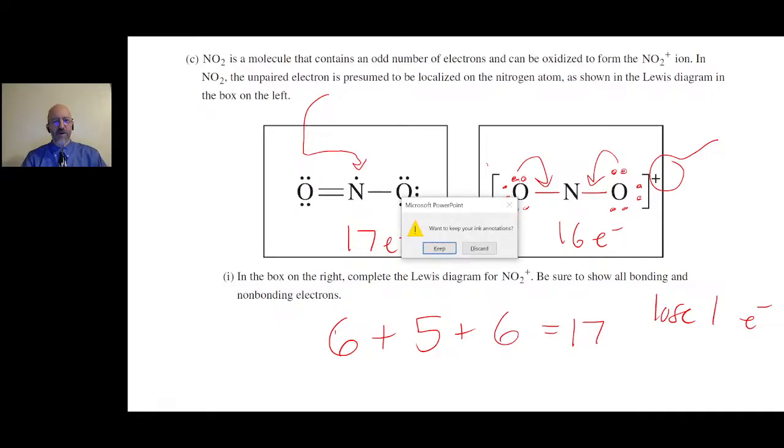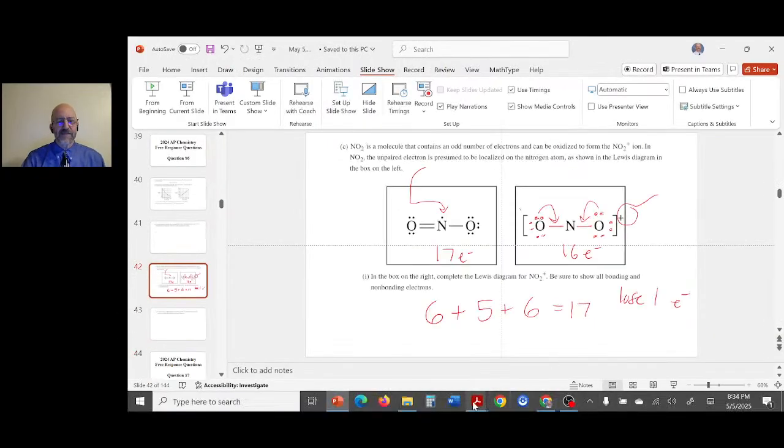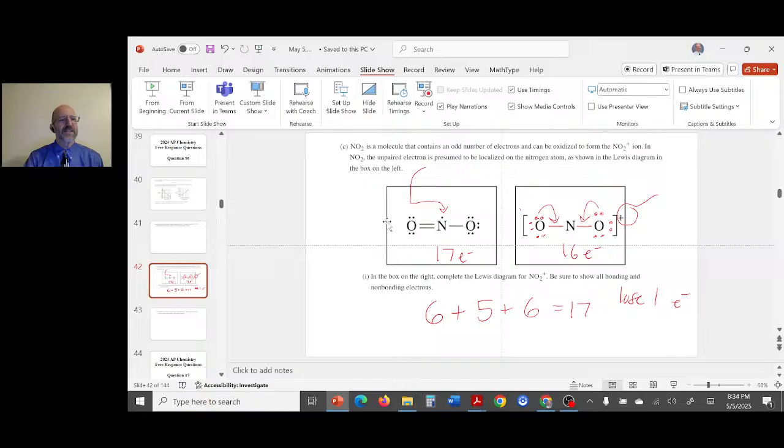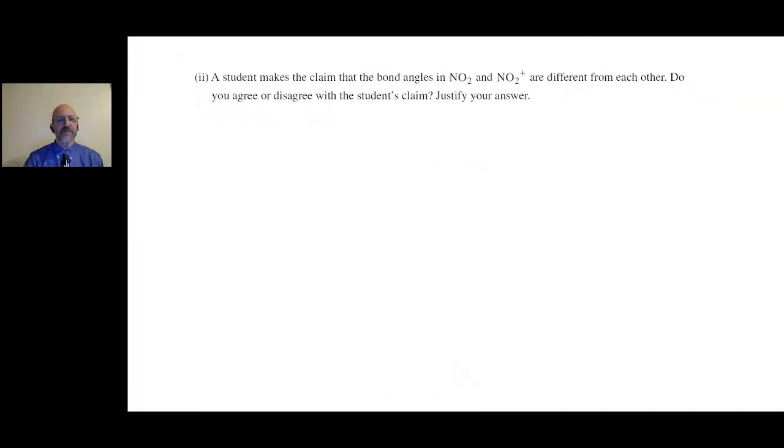So what they were looking for is that right there. And then the last part of that question says, a student makes the claim that the bond angles are different from each other.